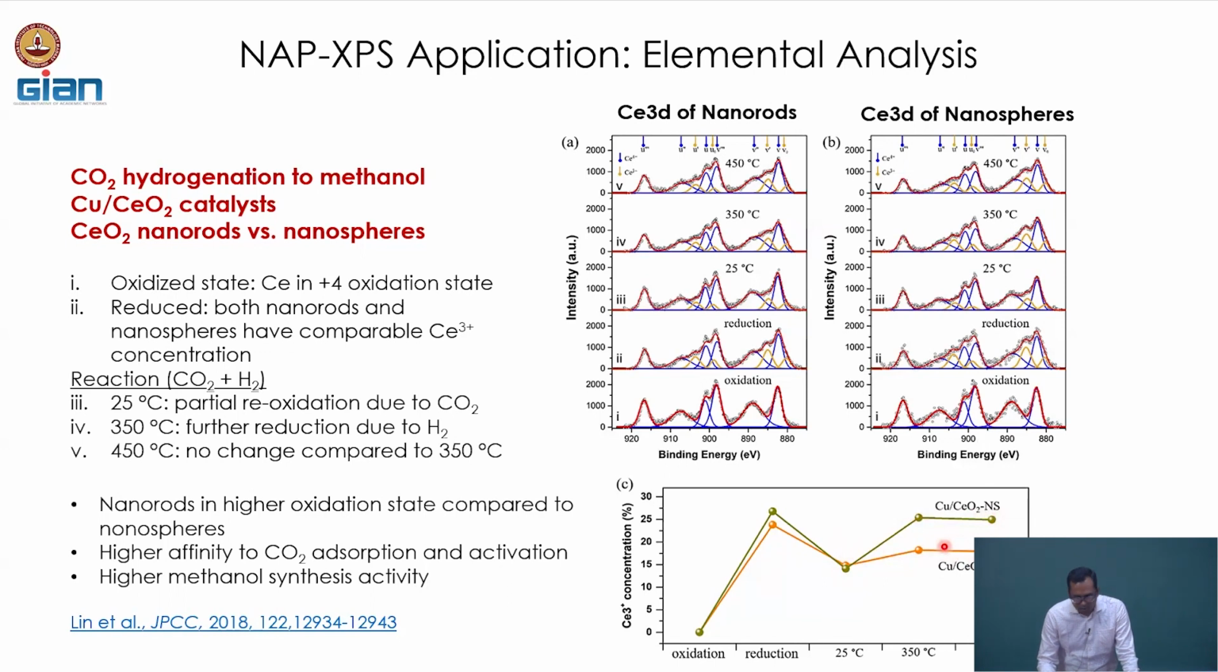And one possible explanation is that the nanorods at higher temperature have a higher oxidation state, that means more cerium oxide is present, which helps in chemisorbing CO2, and that could be the reason why these nanorods are more active than the nanospheres for the methanol synthesis reaction. But then again, one technique is not going to give you the full answer. It has to be a combination of multiple techniques indicating in the same direction.